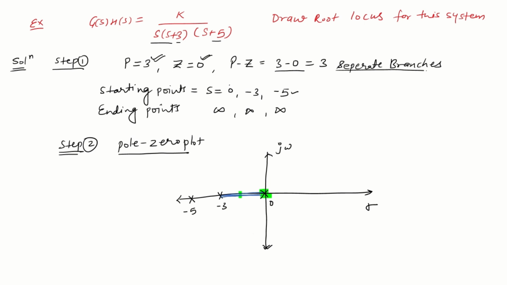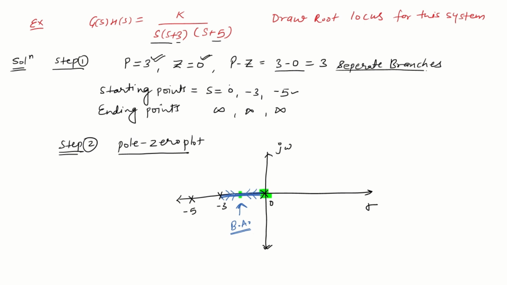So, this section from 0 to minus 3 will lie on the root locus, and also we know that root locus starts from the poles. So, this will start from this point and this point also. Hence, we can also predict from this discussion that there must be a breakaway point between 0 and minus 3. The exact position of the breakaway point we will find out later in step number 5, I guess.